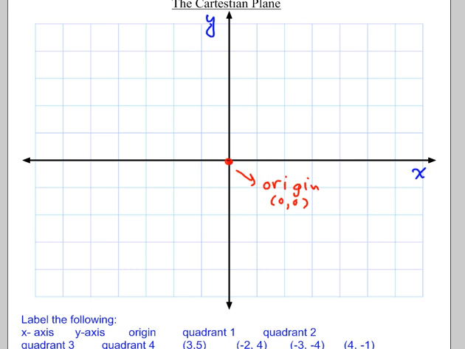Next, we're going to label the four quadrants. Quadrant 1 starts in the upper right-hand corner. There's quadrant 1. Quadrant 2 is the upper left. Quadrant 3, bottom left. And quadrant 4, bottom right.